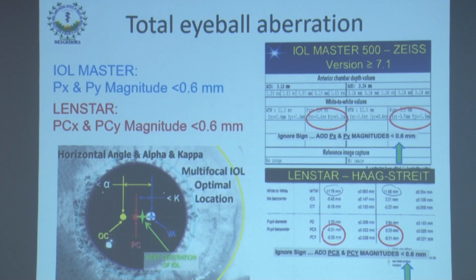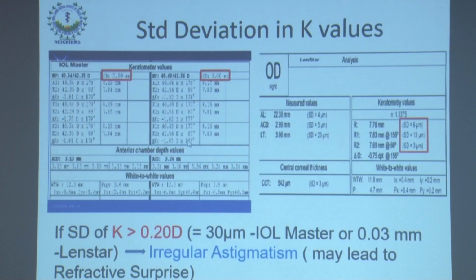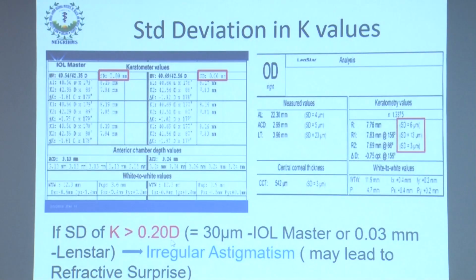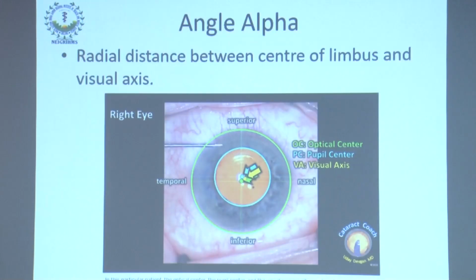There is some indirect way of detecting the total eye aberrations. So in the IOL Master, if you see in the white to white area, the PX and PY magnitude should be less than 0.6 mm. If it is more than that, there is likely to be more peripheral aberrations. Similarly in Lenstar, so we should avoid in such cases. Similarly in standard K values, if the K value is more than 0.2 diopters, this may give us irregular astigmatism and lead to refractive surprise, so we should be mindful of this.